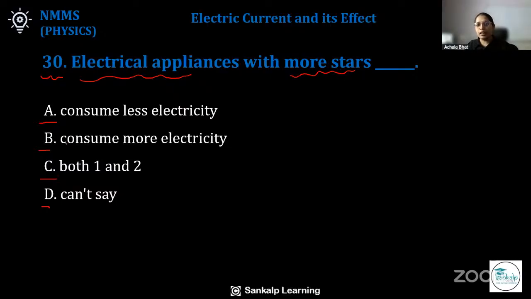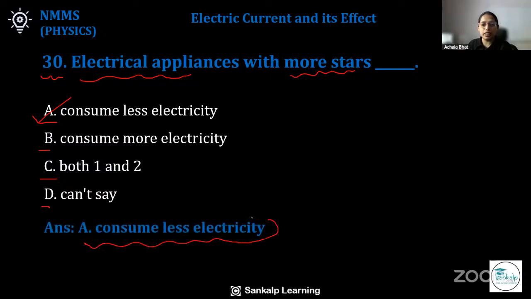Electrical appliances with more stars consume less electricity and have high energy efficiency. So the correct option is option A. Consume less electricity is the correct answer. For example, if you consider an electric bulb, if it consumes less electricity and produces more light, in that case, it will have more stars.